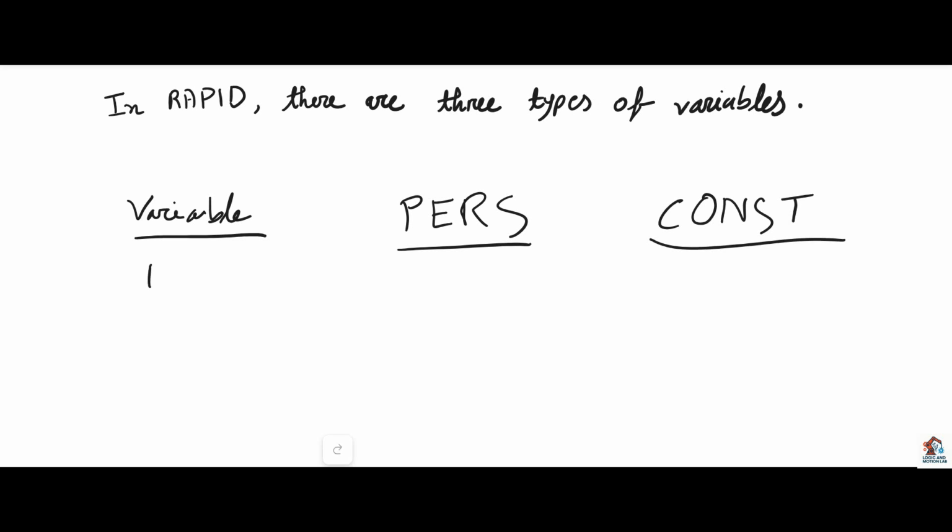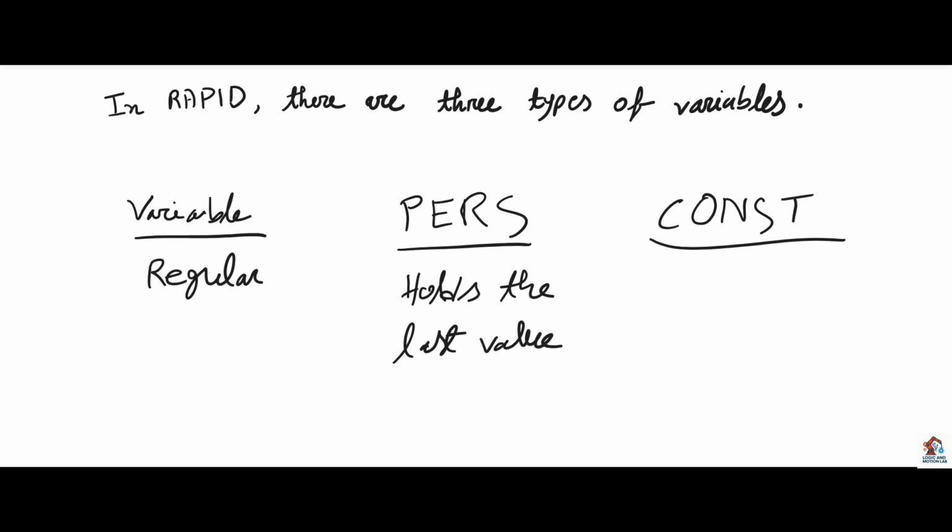Variable is like a regular variable, normally the same as in other languages. When you declare a variable, you can store a value, and when you reset the program, the variable will lose the data. So it works the same as variables in other languages. Persistent is a different type. Persistence is different from a regular variable. Basically, the main job is that it holds the last value. So whenever you shut down the program and start again, it will still remember the last value from the program.